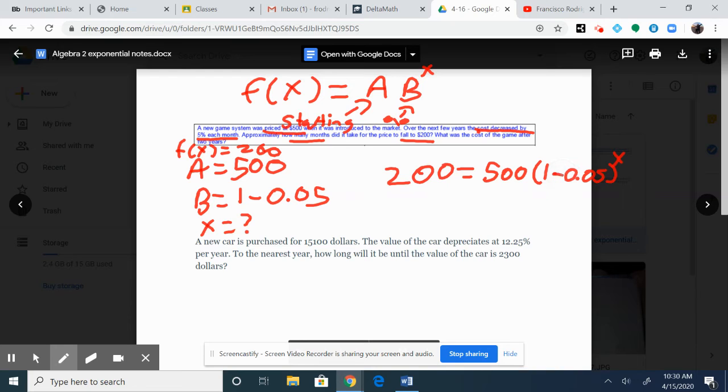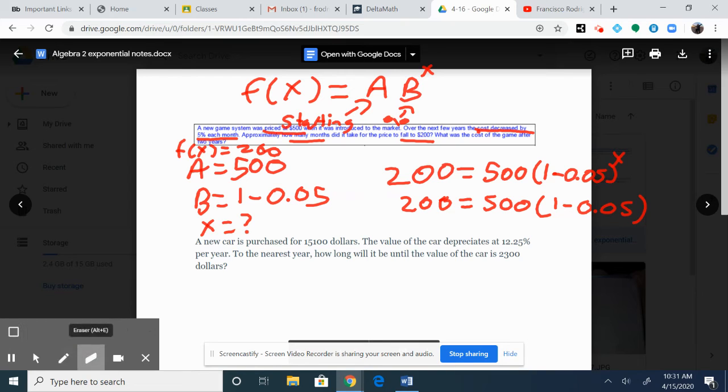So 1 minus 0.05, that's 200, equals 500 times 1 minus 0.05. Sorry, if we subtract that, we should have 0.95 to the power of x.